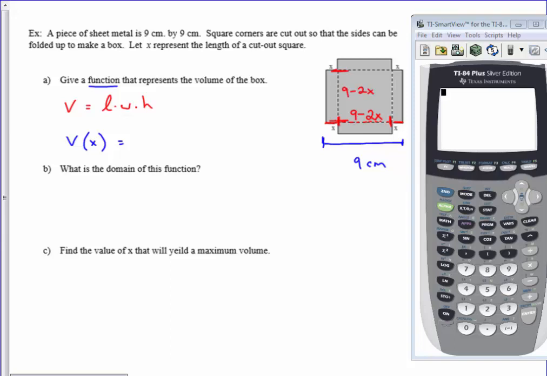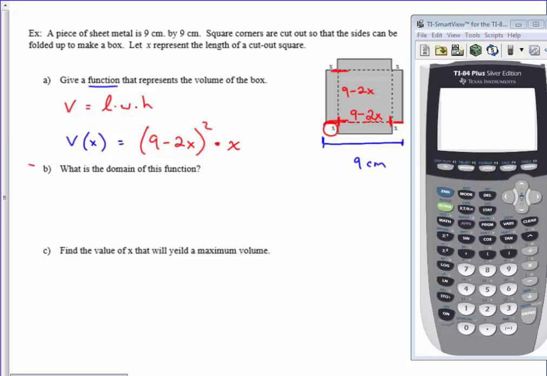And so the base of our box would be 9 minus 2x times 9 minus 2x, which is the same as 9 minus 2x squared. So that would be the length times the width of the base of that box. Now, if we're cutting out square corners, and those square corners are represented by x, when we fold the corners up, then the height of the box is going to be x. And so there's the function that represents the volume.